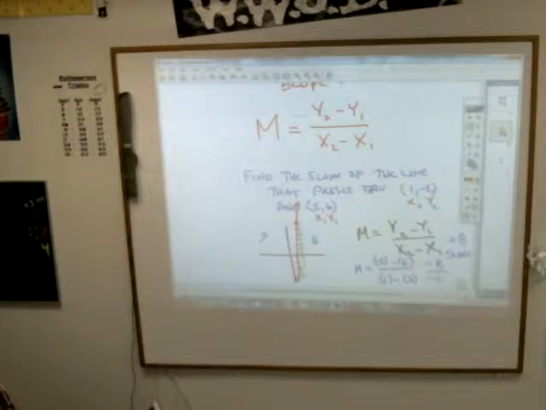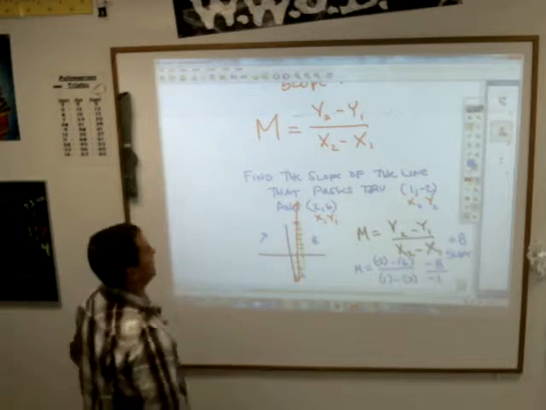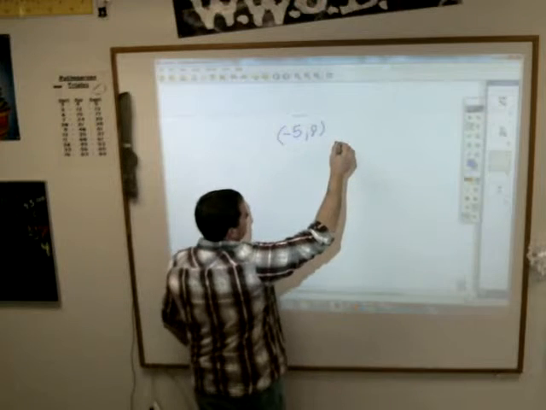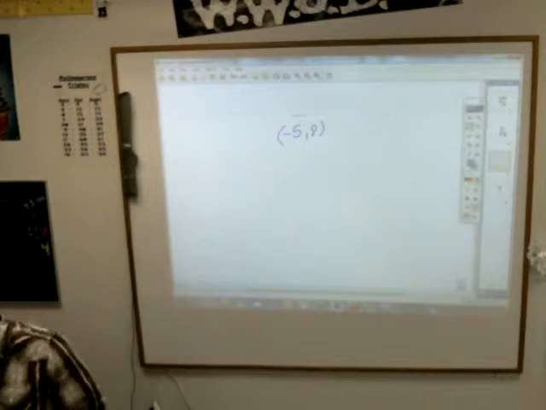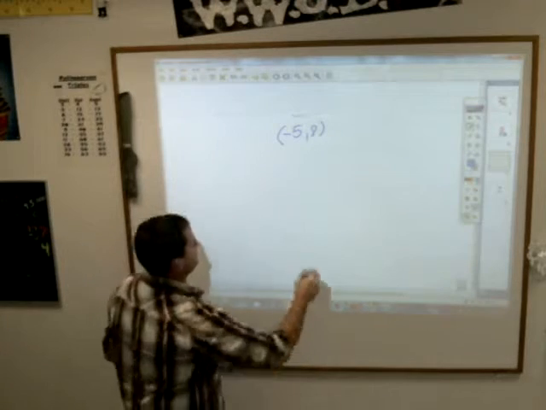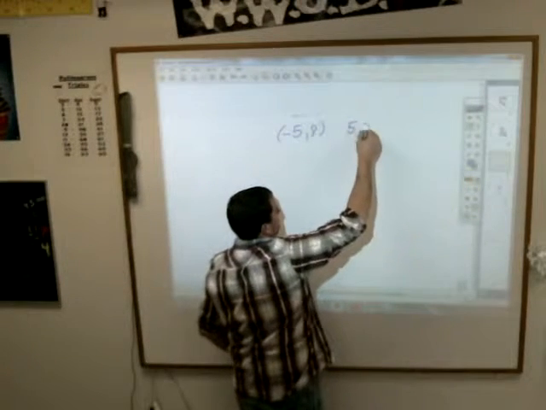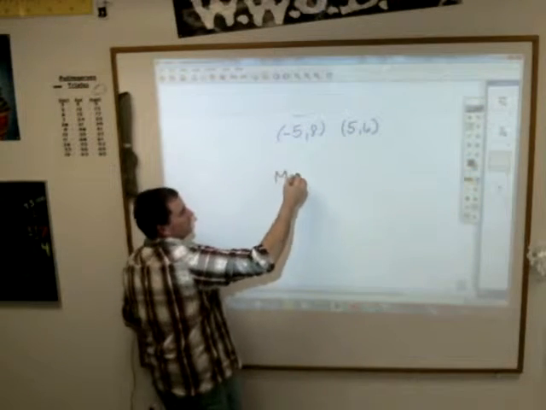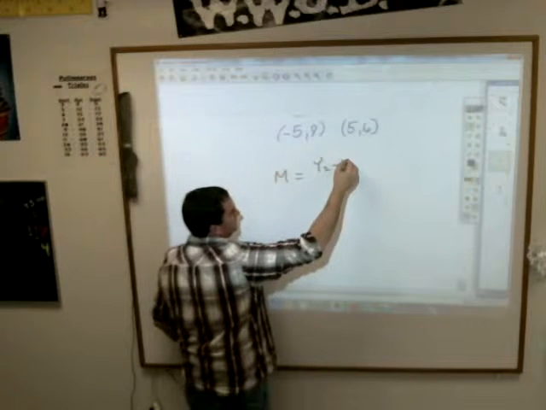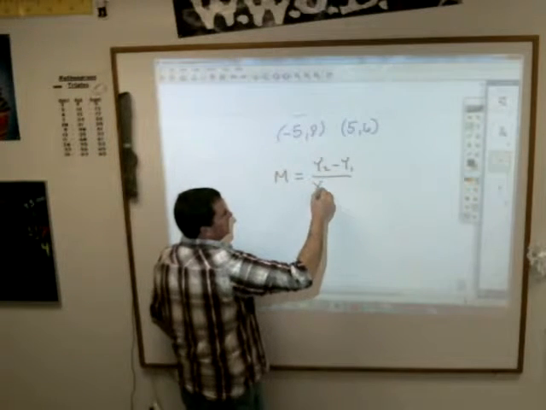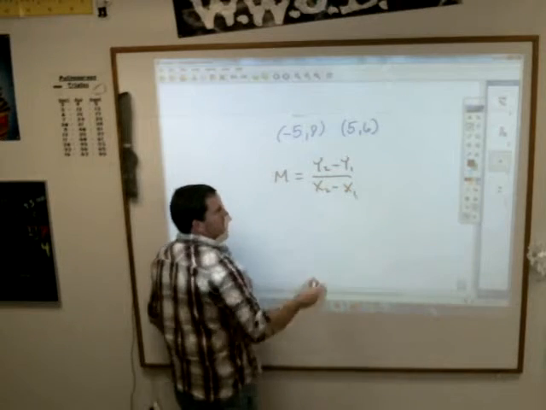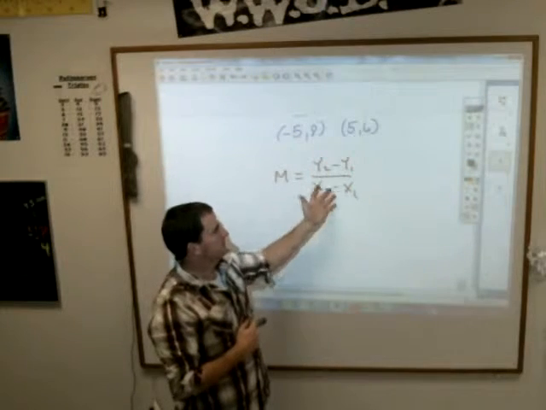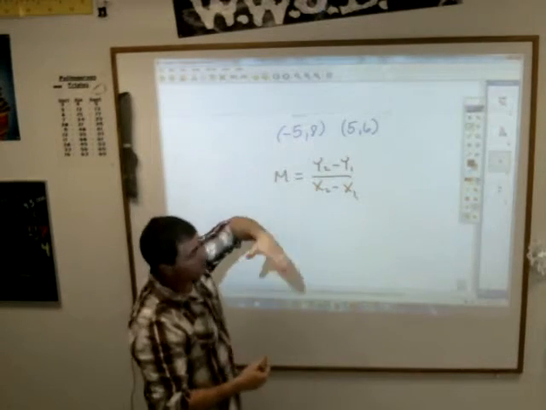For example, another one, right out of the book: (-5, 8) and (5, 6). If you want to get these right, heed my warnings about writing down the formula. The y's are always on top, x's are on bottom. Why is that? Because the top is the change in y, which is how tall the thing is. The change in x is how wide. The slope is rise over run, how tall it is over how wide it is.